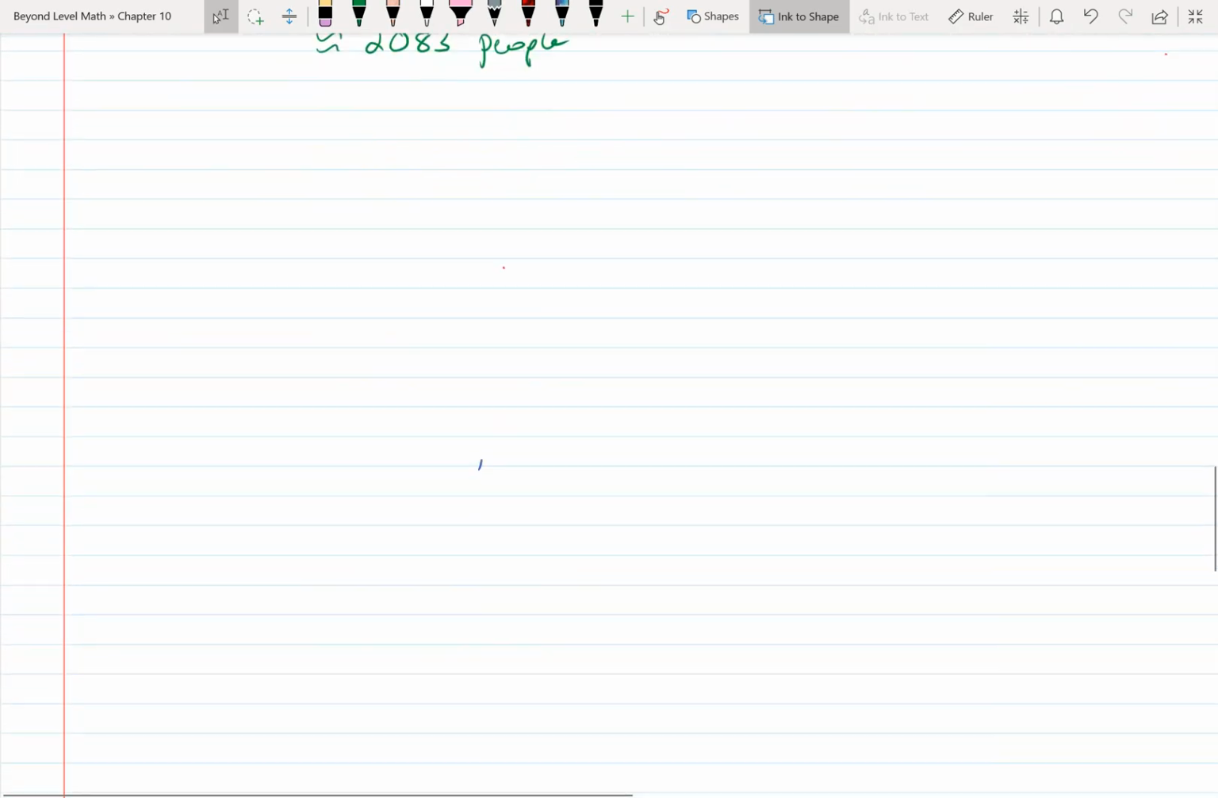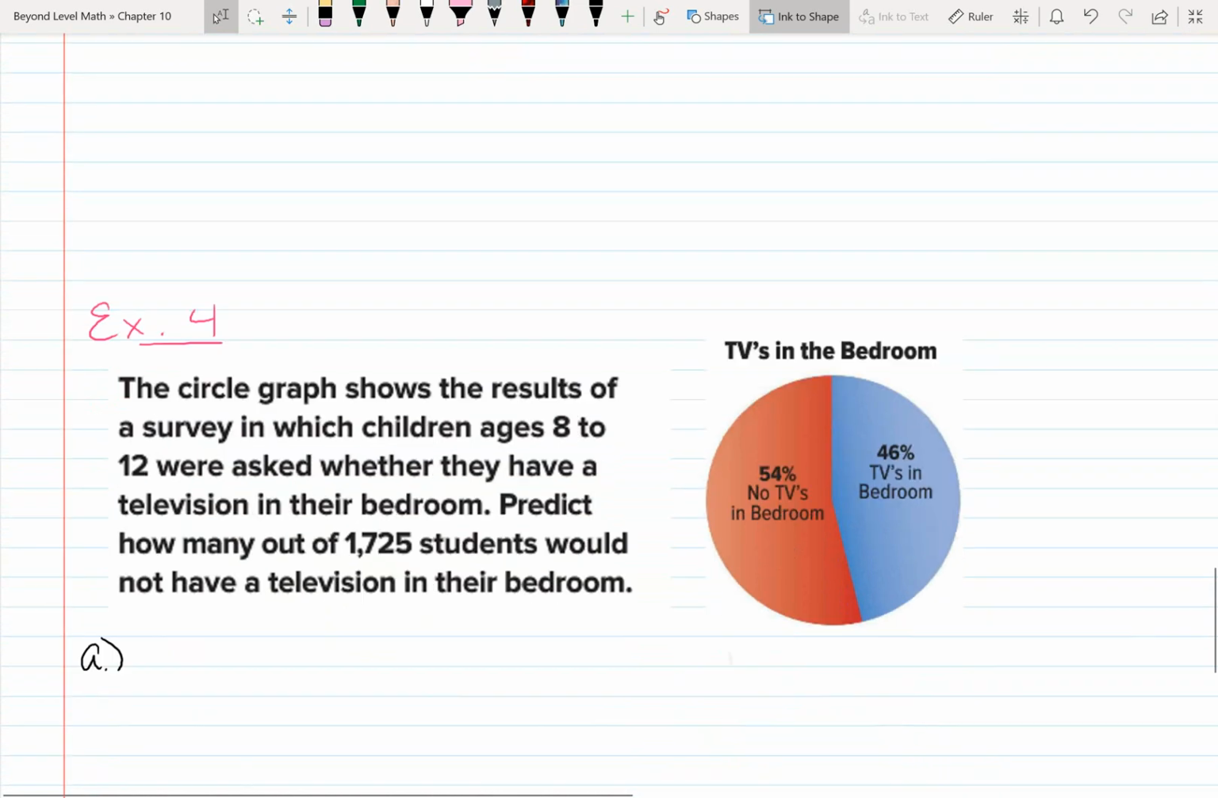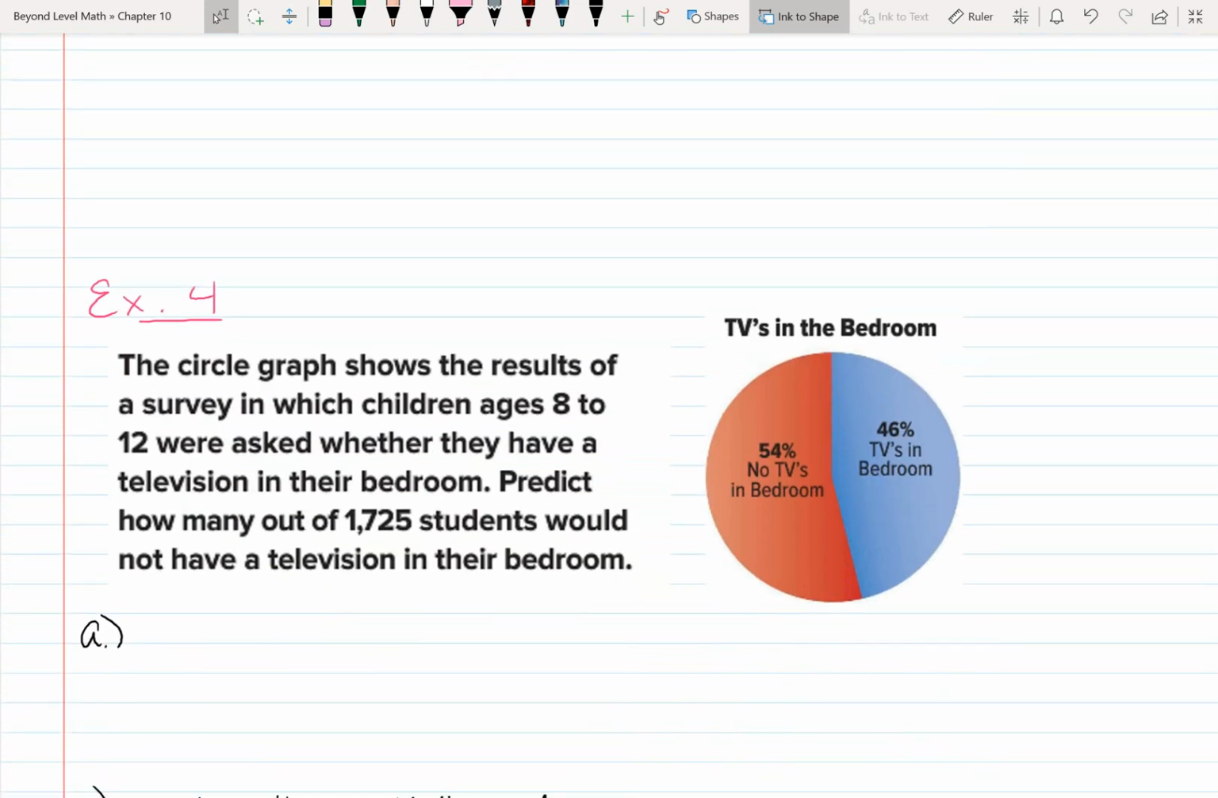Alrighty, example 4. The circle graph shows the results of a survey in which children ages 8 to 12 were asked whether they have a television in their bedroom. Predict how many out of 1,725 would not have a television in their bedroom.